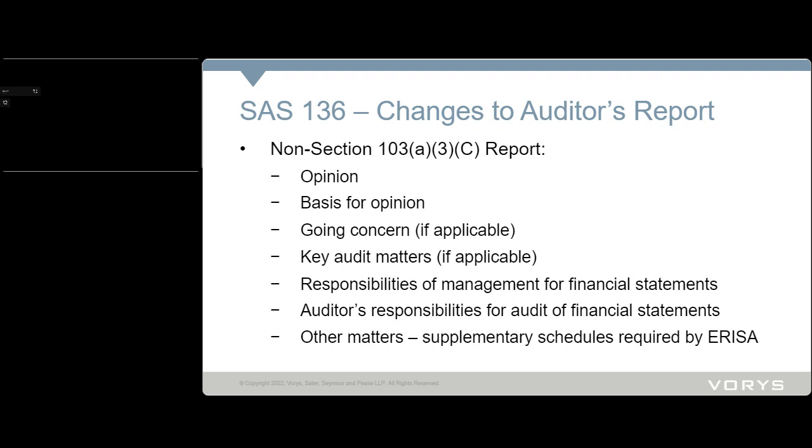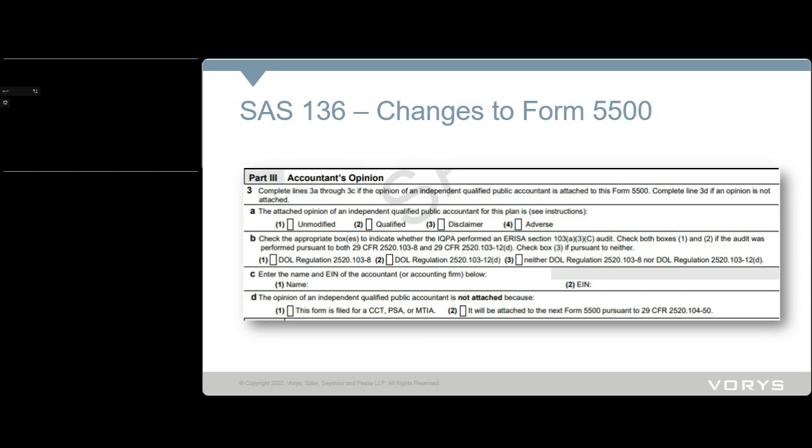And then finally, there was a change to the 5500 with respect to this new SAS 136. You can see on here on the Part 3, the accountant's opinion, you're going to be checking boxes here in B on whether you complied with the Section 103 audit, that limited scope audit, and what you're relying on. So you're going to have to tell the Department of Labor what you're doing.